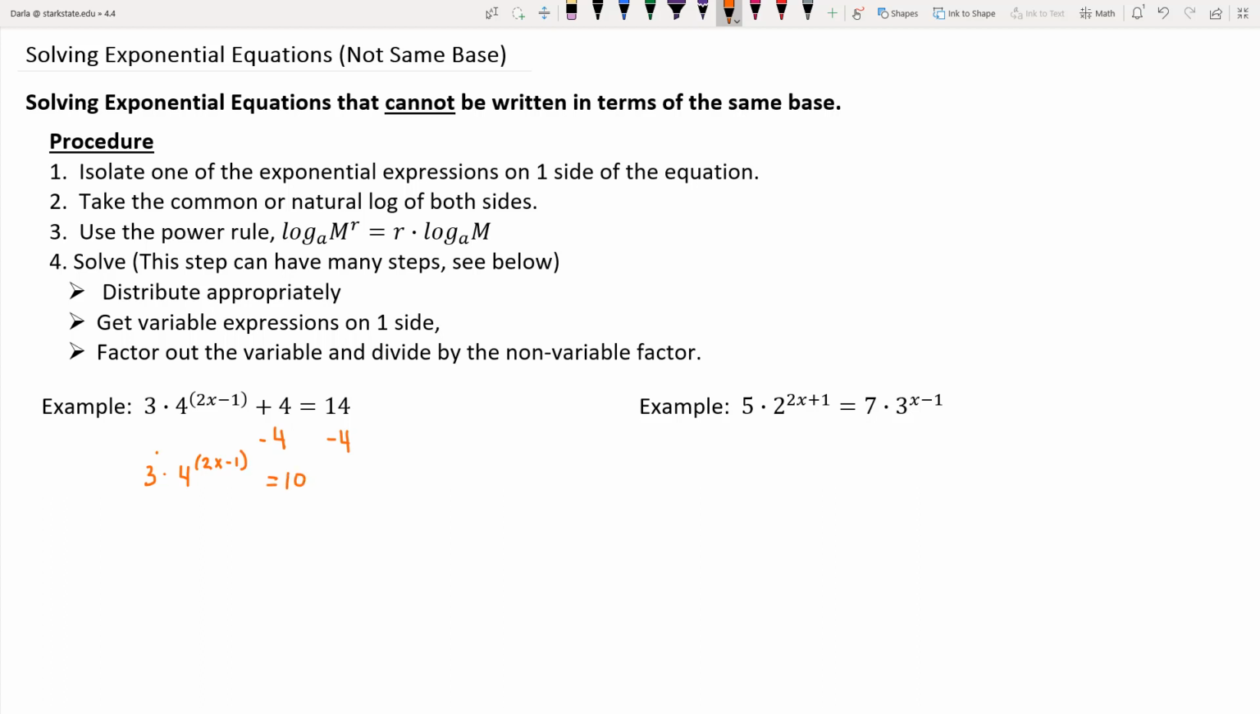Divide by 3 on both sides to get rid of that multiplier of 3, and that would give us 4 to the 2x minus 1 when you divide by 3. And then 10 divided by 3 is just 10/3. And then I would apply the natural log to both sides. So it would be the natural log of the 4 to the 2x minus 1 equals the natural log of 10/3.